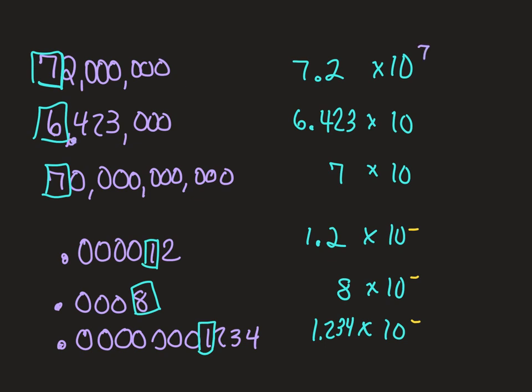If my decimal was between the 6 and the 4, 1, 2, 3, 4, 5, 6. Between the 7 and the 0, 1, 2, 3, 4, 5, 6, 7, 8, 9, 10.